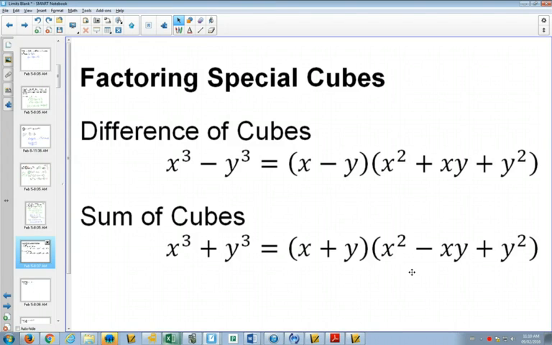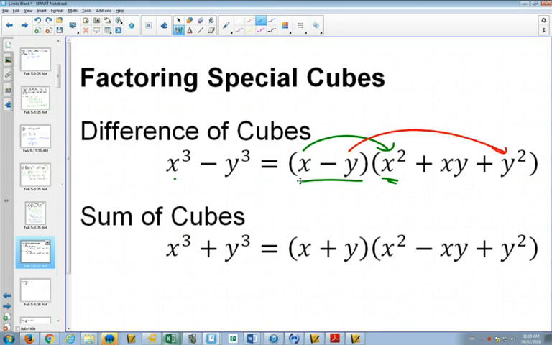the difference of cubes, I remember that it has x minus y. Again, if I was going to multiply this out, when you multiply x times x squared, you're going to get x cubed. So you know that it's going to need to have an x squared there. And if we look at our very last ones, y times y squared, well, that we need to have a y cubed. In the middle, everything needs to cancel out.